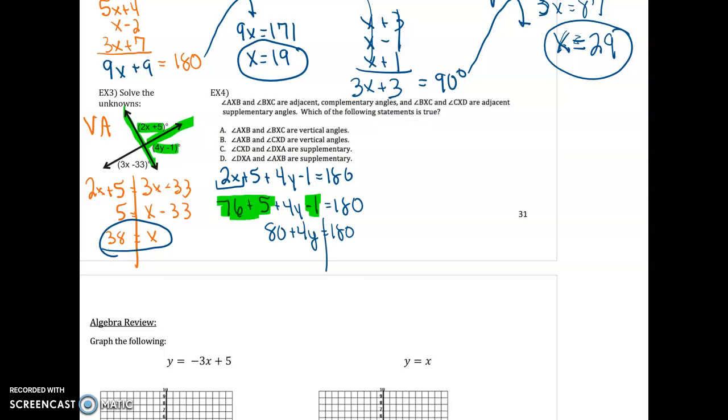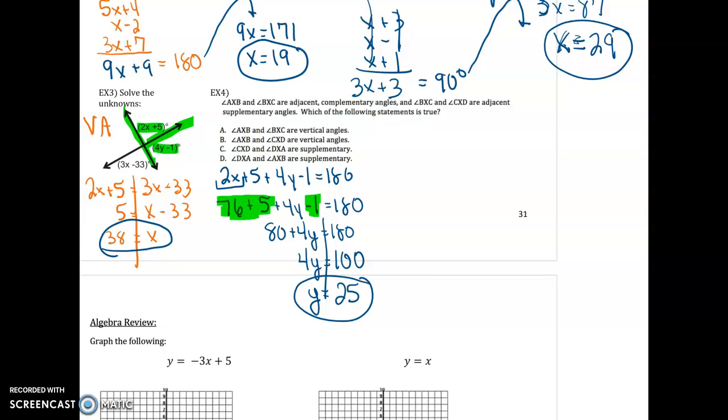And now to solve for y, I'm going to subtract my 80 over. That leaves me with 100. And then I can divide by 4, and that leaves my y. You can use a calculator for all of this, it's 25. So that is example 3. And now let's go to example 4.